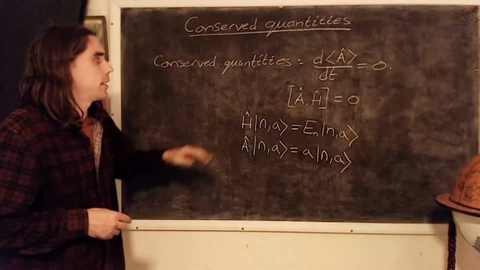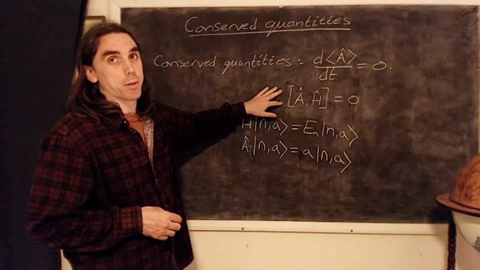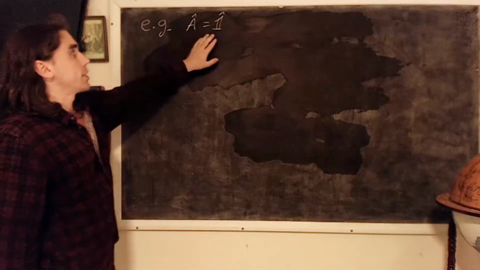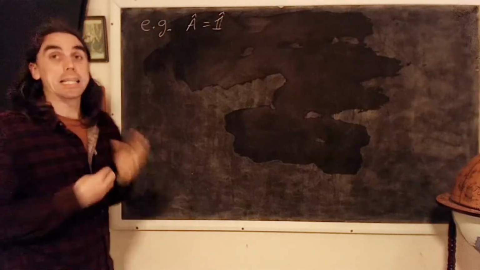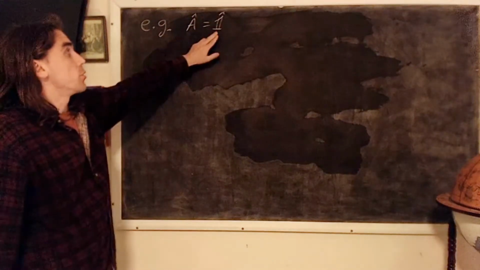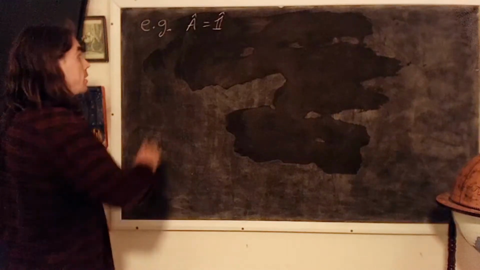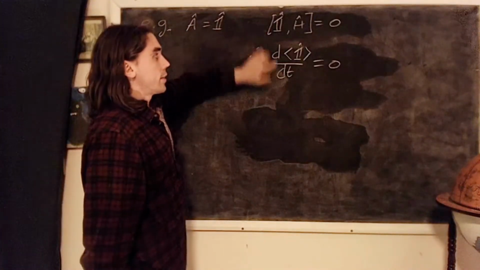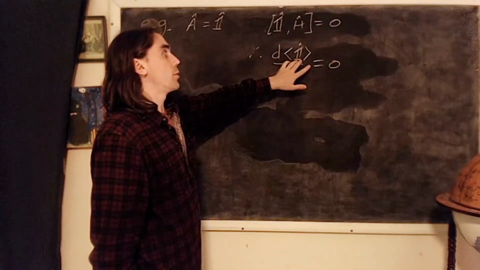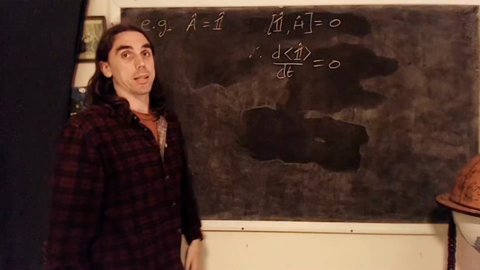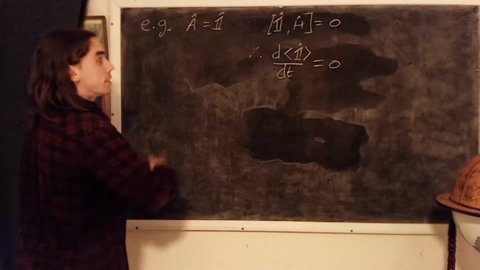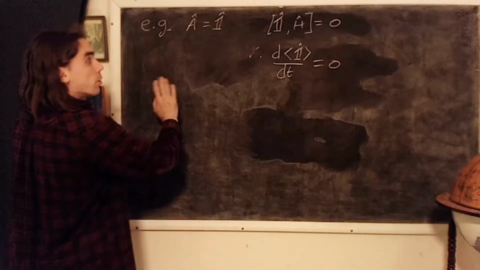So let's take a look at a particularly convenient example of this, or a very important example. Let's take the example that the operator A is just the identity operator, which acts on any state and returns the state itself. So clearly this commutes with the Hamiltonian, because by definition it commutes with everything. And so therefore the time derivative of the expectation value of this for an arbitrary state is equal to 0. But the expectation value of the identity operator is just the inner product of the state with its Hermitian conjugate.